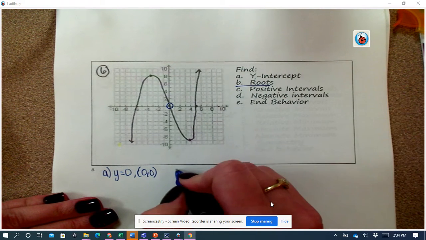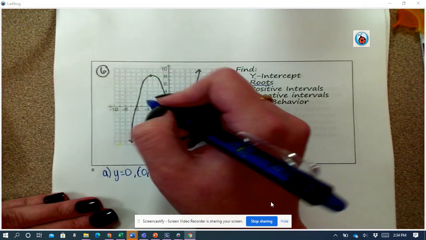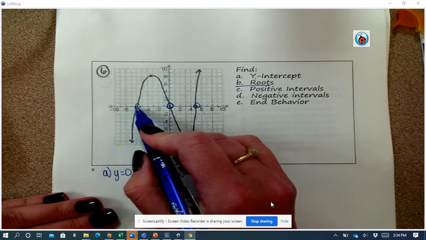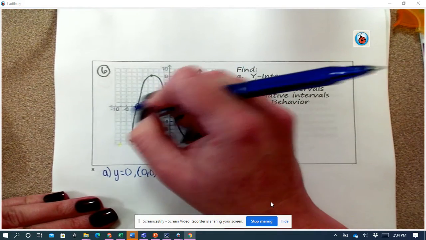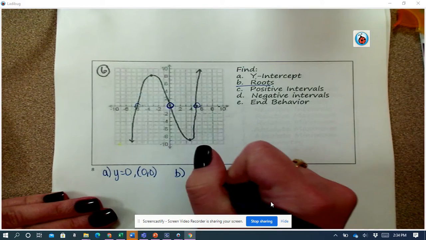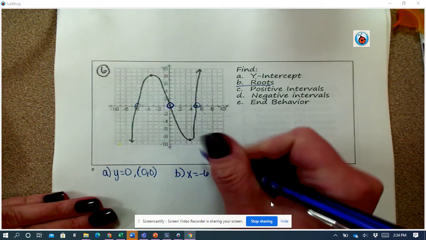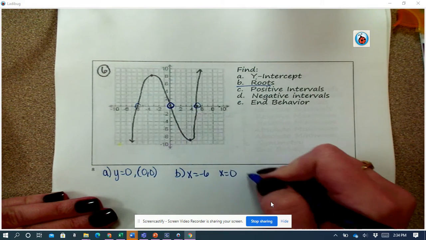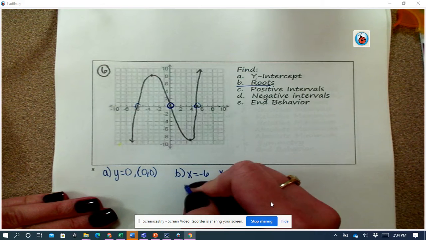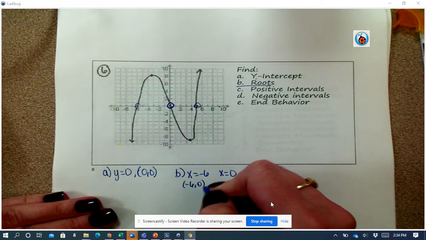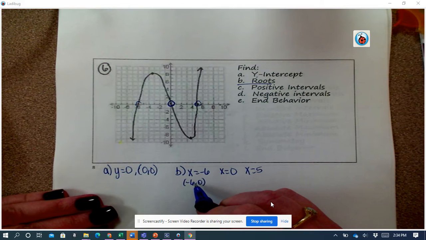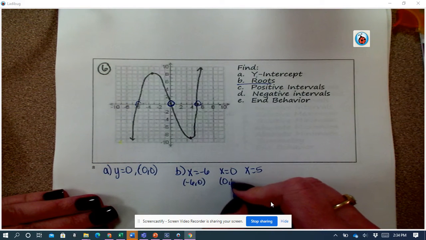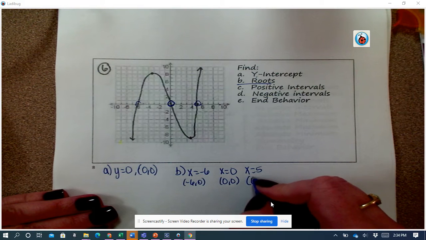Roots are where the graph crosses the x-axis. There are 3 of them. -6. This one's at 0. And this one's at 5. You could also write them as the points: (-6, 0). X is 0 would be (0, 0). And then 5 would be (5, 0).